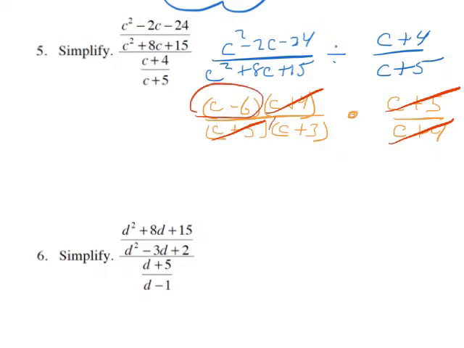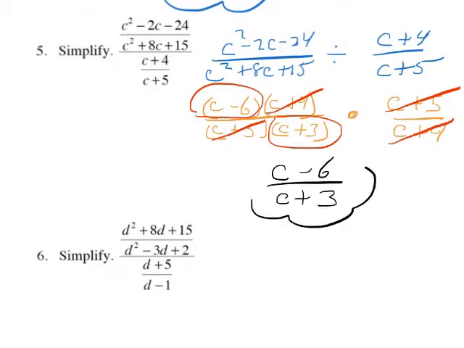Well, I have a c minus 6 on the top. I have a c plus a 3 on the bottom. So let's go ahead and we'll just write those down. So c minus 6 over c plus 3. And voila! There is our answer.